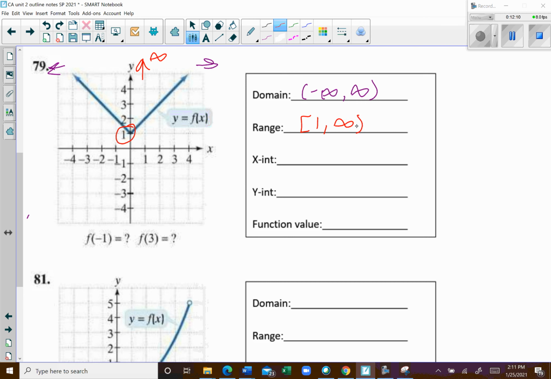Okay, and let's see, x-intercepts. I don't see any on this particular graph. I do have a y-intercept at 1. And then our function notation, looks like we got 2 of them again. So f of -1, that looks like that's going to correlate with 2. And then f of 3, that correlates with 4.